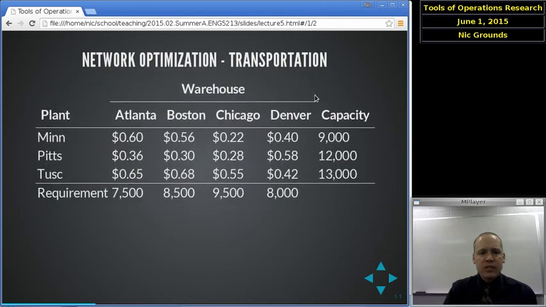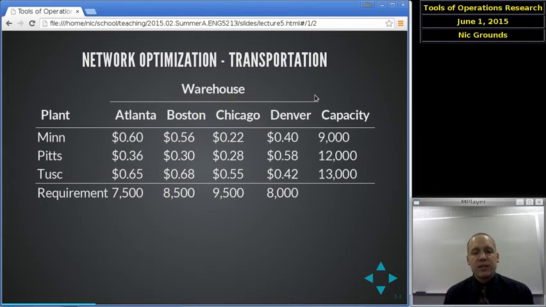So here is a table of the requirements for this problem, or the constraints as we will derive them, listed as our 3 plants on the left: Minneapolis, Pittsburgh, and Tucson. So 3 locations that our manufacturing plants exist. And in the columns there, we see our 4 warehouse locations: Atlanta, Boston, Chicago, and Denver. Now each plant has a capacity listed on the far right there. So Minneapolis can produce 9,000 units, which is less than Pittsburgh and Tucson, which can produce 12,000 and 13,000 respectively.